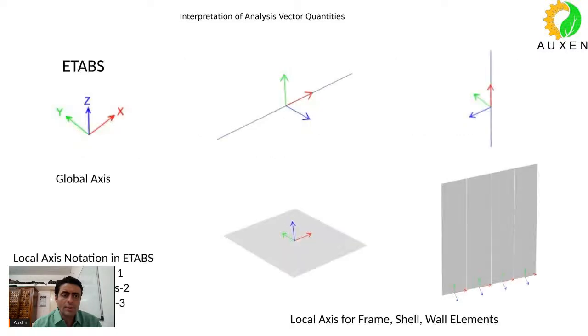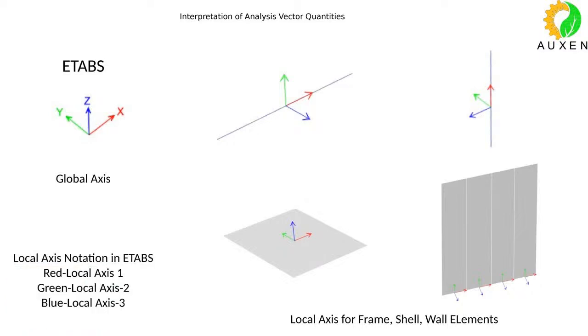So what is the axis system followed by the software? This is the screen where I'm showing the ETABS axis system to you. You can see these three arrows on your left side. That is the global axis system, XYZ: X in red color, Y in green, and Z in blue.